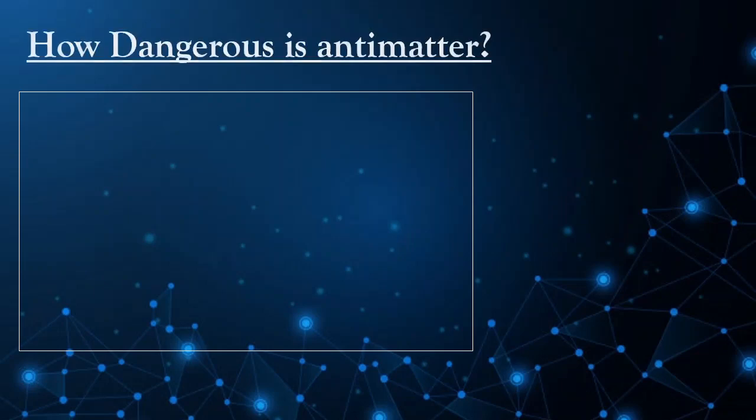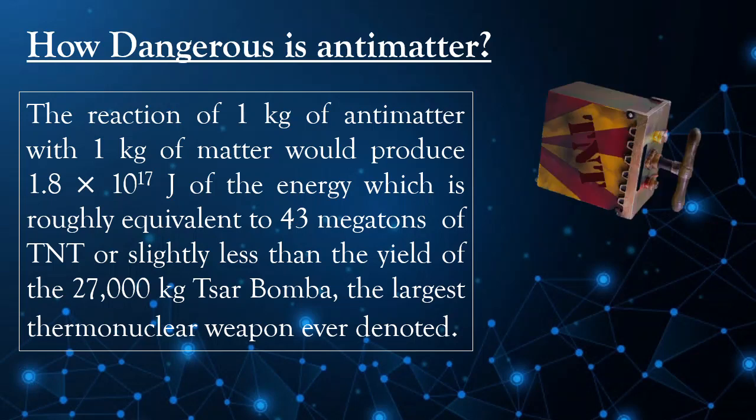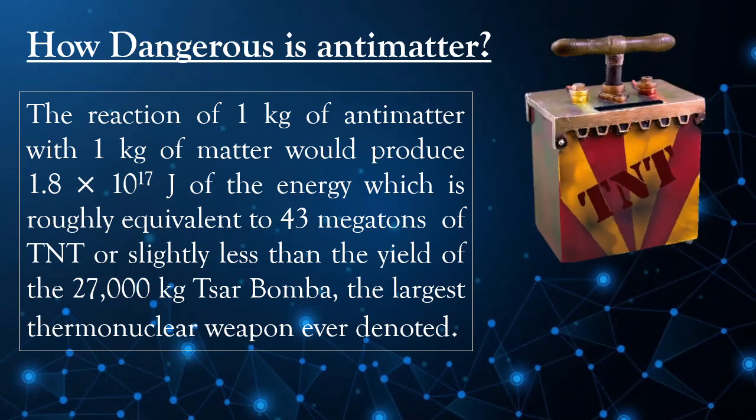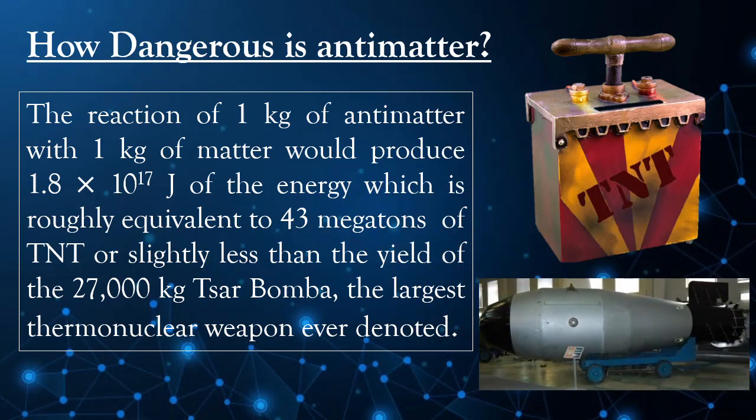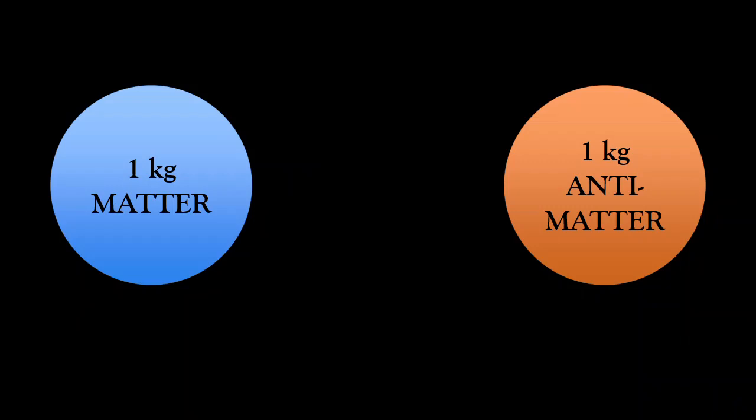So how dangerous is antimatter? The reaction of 1 kilogram of antimatter with 1 kilogram of matter would produce 1.8 times 10 to the 17 joules of energy, which is roughly equivalent to 43 megatons of TNT, or slightly less than the yield of the 27,000 kilogram Tsar Bomba, the largest thermonuclear weapon ever detonated. Can you imagine the blast when 1 kilogram of matter meets 1 kilogram of antimatter?